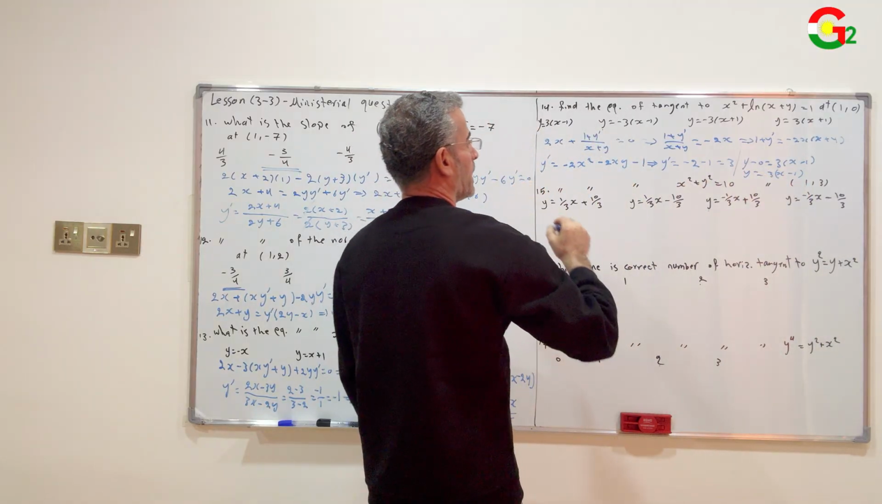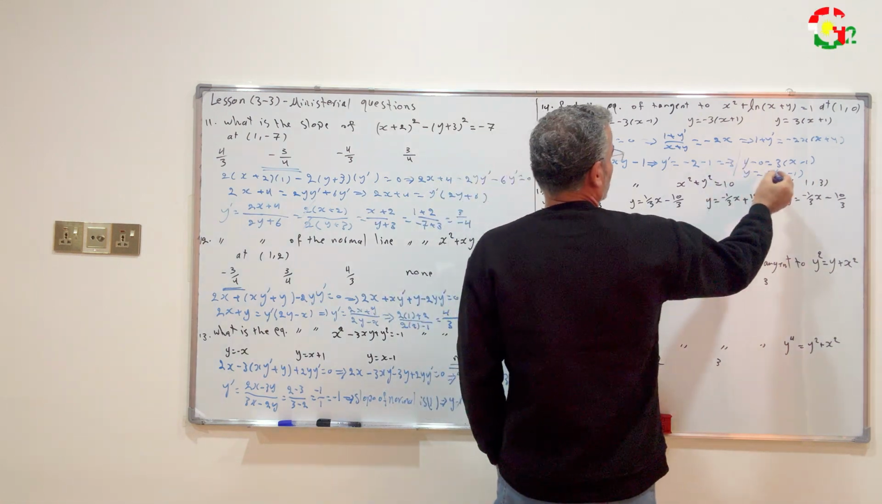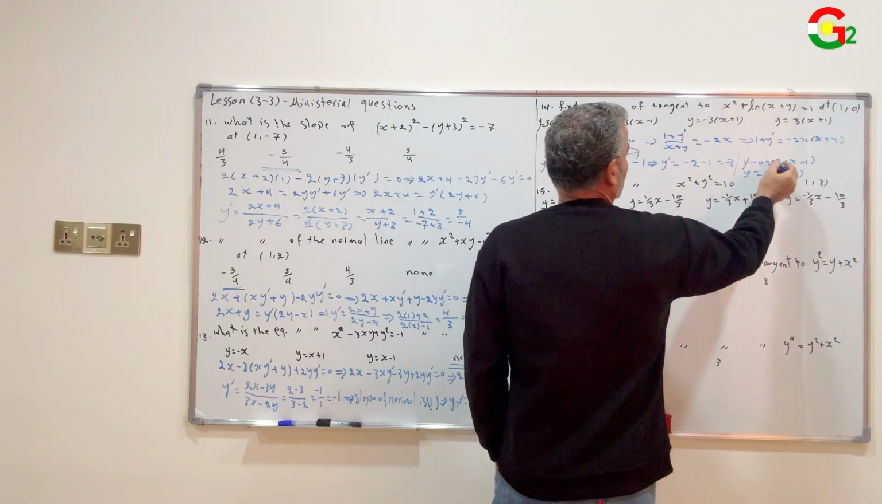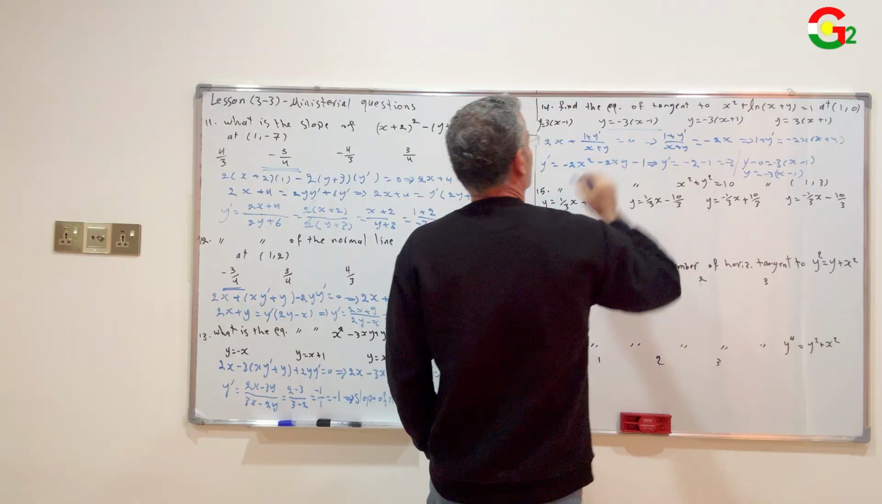Choice, negative 3 times (x minus 1). Choice B.